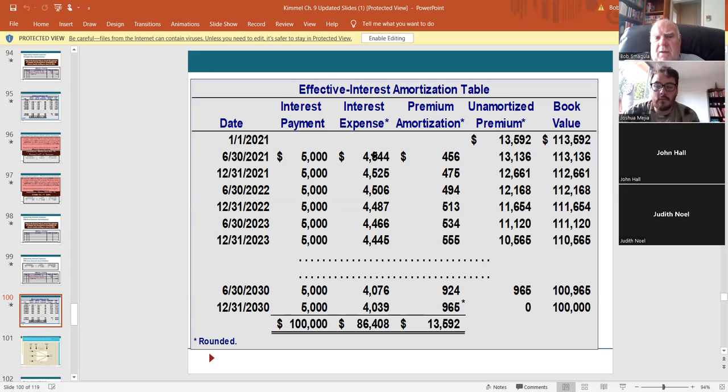Okay. So that is our total interest expense. Total interest under this method. We know we have the 5,000 here. So what's the amortization? It's going to be the difference between these two numbers. Here's your amortization. And you're going to keep doing that every year. Multiplying the carrying value or the book value times the effective interest rate gives you the total interest for that period, for that 6 months. Okay?